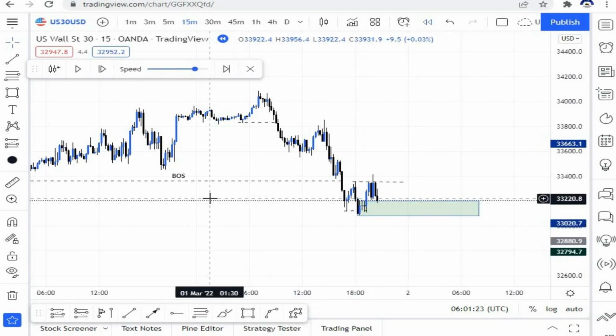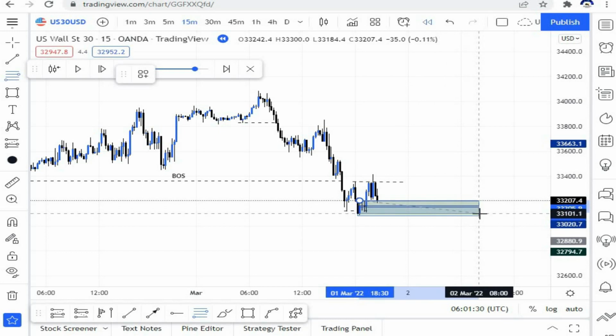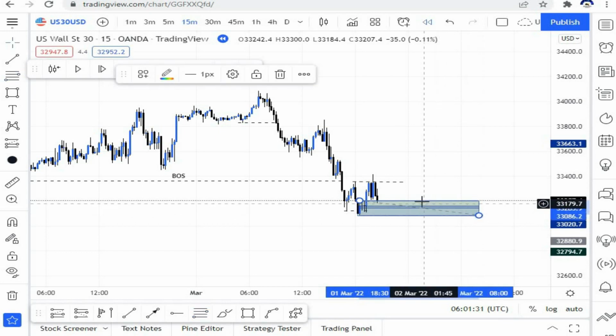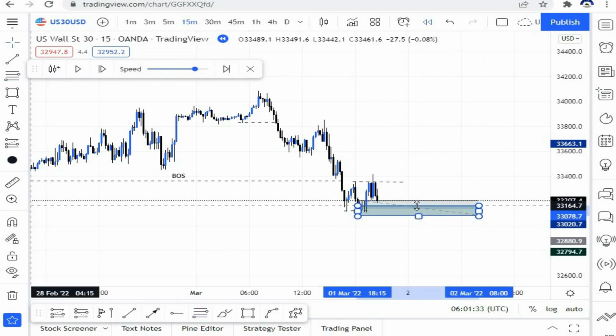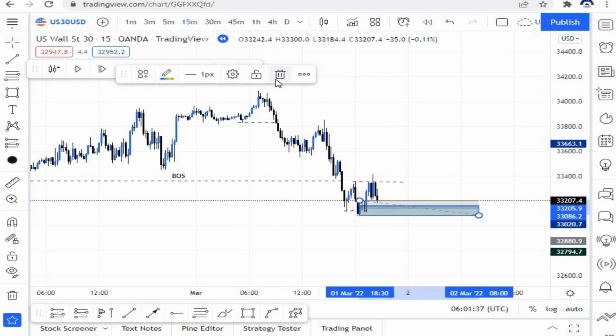As you can see, something like this. And then you do something like this. You mark the candlestick high and the low to minimize your risk. And then you shift it something like this. You'll be focusing on your premium zone now.